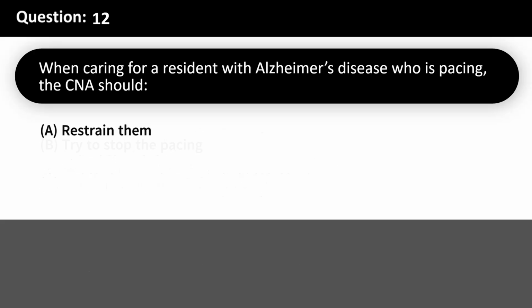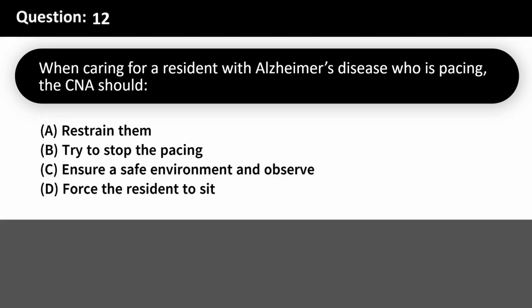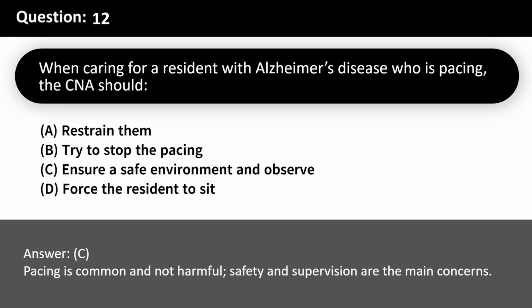When caring for a resident with Alzheimer's disease who is pacing, the CNA should: A. Restrain them. B. Try to stop the pacing. C. Ensure a safe environment and observe. D. Force the resident to sit. Answer: C. Pacing is common and not harmful. Safety and supervision are the main concerns.